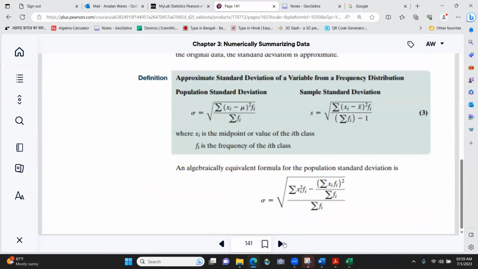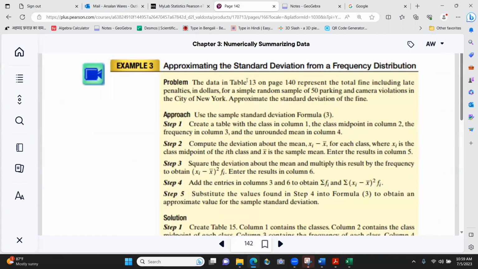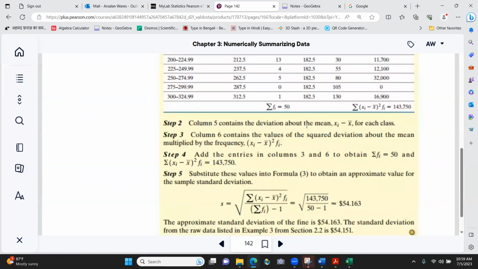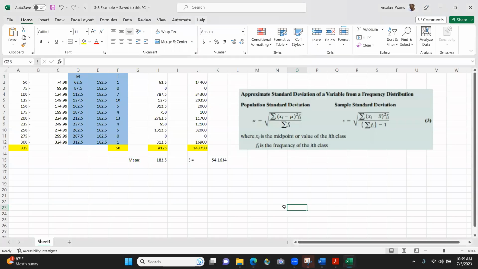They're talking about sample standard deviation. So here, data into total fine, including the penalties in dollars. Approximate the standard deviation of the fine. They're telling you find the standard deviation, so they're basically talking about sample. I can see that. When they're saying approximate, they're talking about sample. That's kind of what we did. That's kind of what we understood. And 54.163. Let's see what we got. 54.163. We did good. We did good.